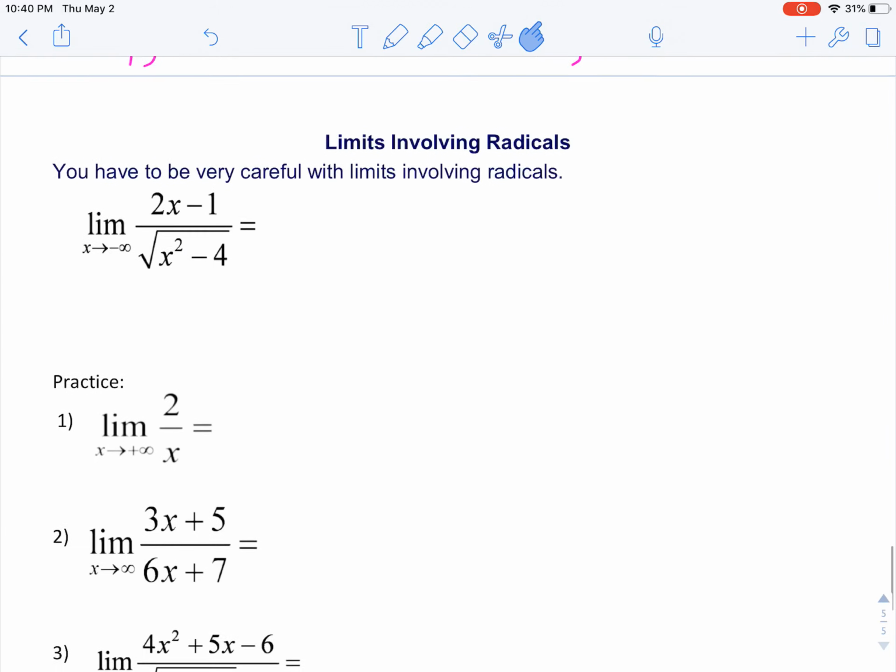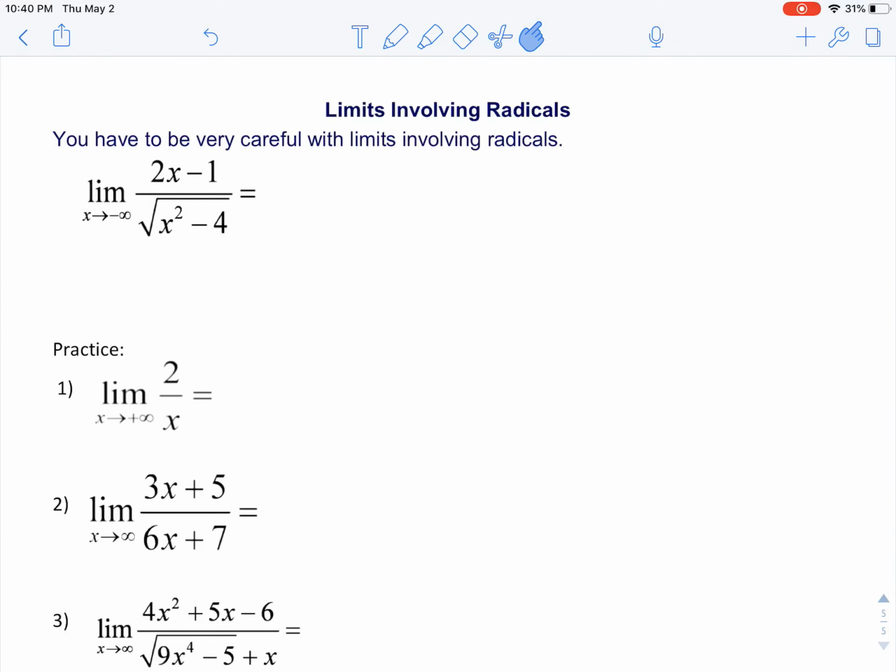Okay, now for the limits involving radicals. You have to be really careful with these. You always have to be careful with radicals. But if we think about, where do we go? Negative infinity. All right, so we got to think about this function. I'm going to look at the leading terms in both the numerator and denominator. Leading in the numerator is 2x. Leading in the denominator is like a radical x squared.